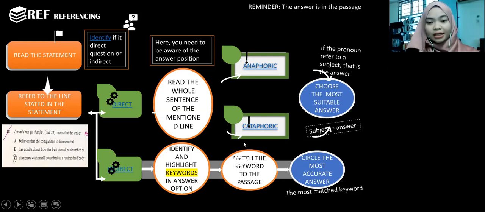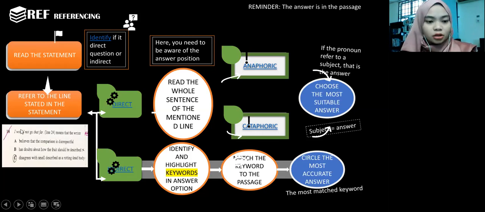So by this, you can find the most accurate answer. Sometimes the answer options can be really confusing, so you need to be careful while reading and match the keywords. Be aware of the synonym and the antonym.